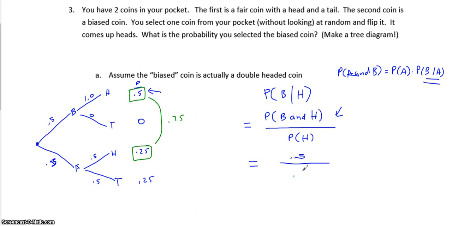I just want to know what's the probability that I flipped a head. So here I'm going to put that 0.75 in the denominator, and that's everything we need here. 2/3 is in fact the answer.